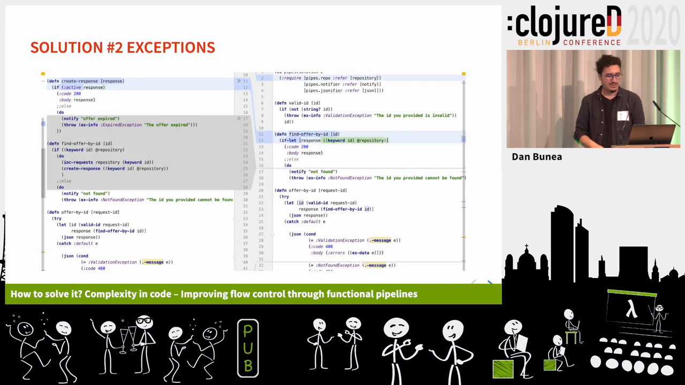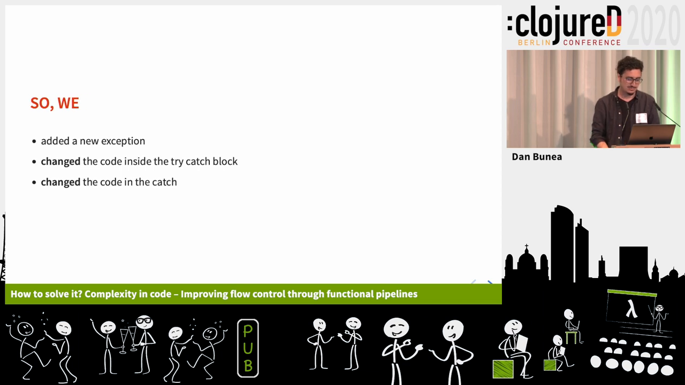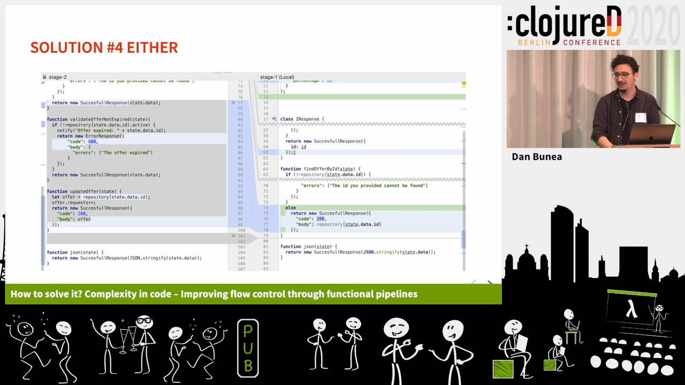Okay, so for solution two, I don't show the code directly. I will show you directly the changes. And in gray is the new code, but as you can see, it's actually inserted over the old code, so it's kind of a mixed bag of things, and it's kind of ugly. And we had to add the new exception, obviously, offer expired exception, and then we changed the code inside the try catch, and we had to change how we capture everything, and not really nice.